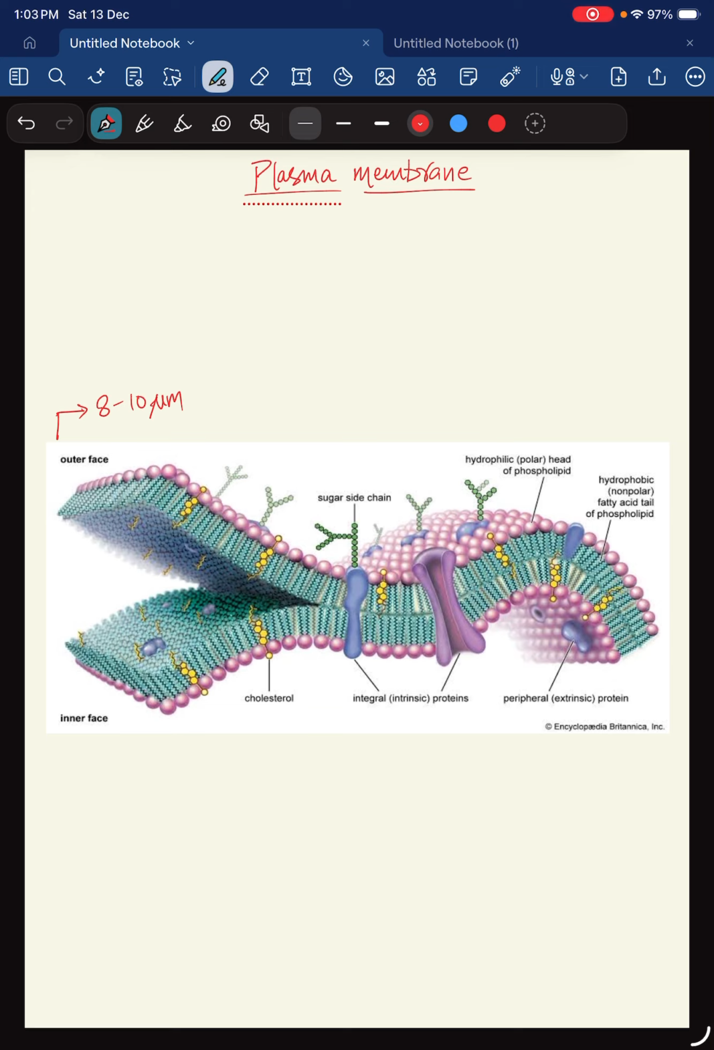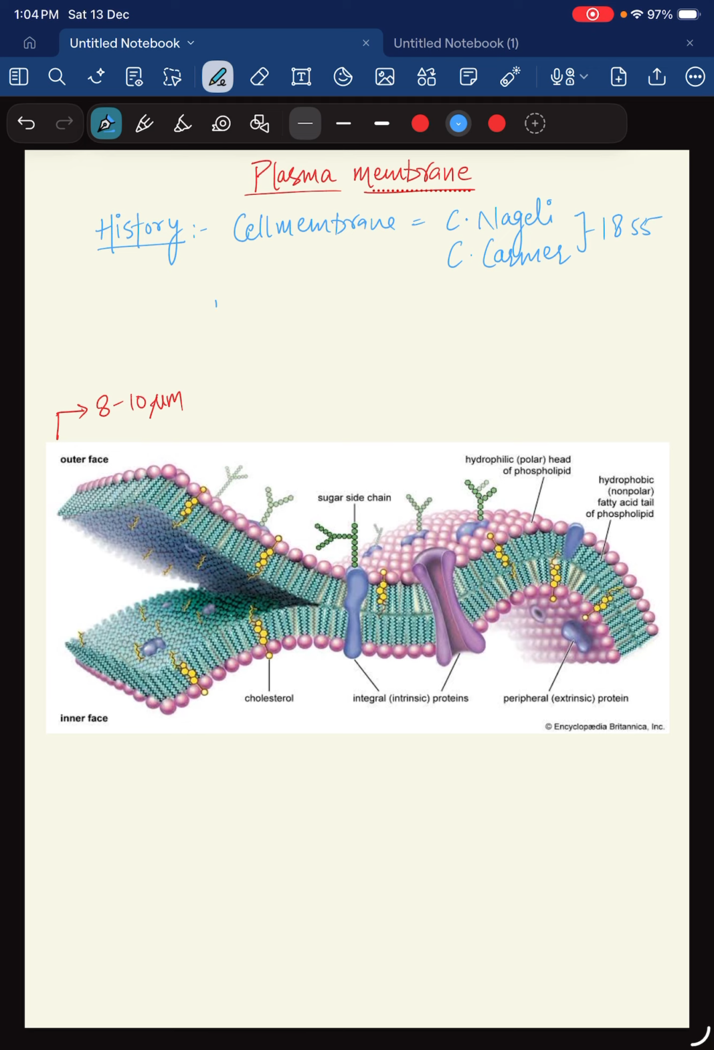Before going to the detailed part of plasma membrane, we will first cover how it was discovered. So we will see the history of plasma membrane. The term plasma membrane or cell membrane was given by C. Nageli and C. Cramer in 1855.